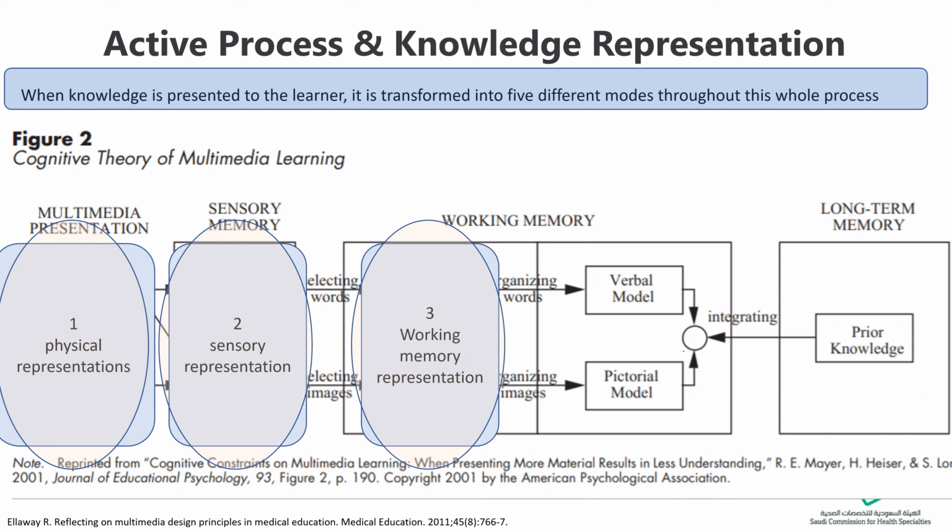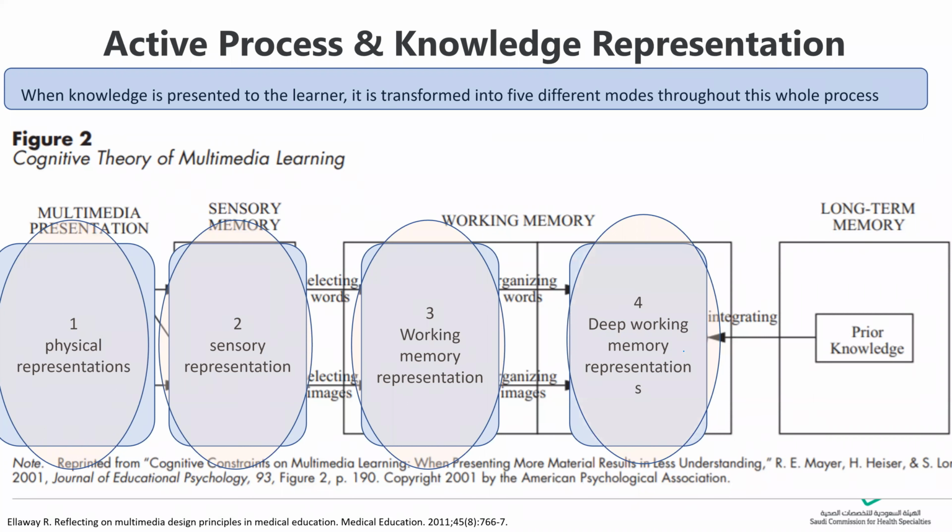Now it goes on. When your brain selects these words and images, it has to organize them in a certain way. And so it organizes them as verbal mode and pictorial mode. So this is where you're going to construct your verbal mental model and your pictorial mental model, like the elephant. This is where you're going to start forming your elephant, how it looks. And then this is called the deep working memory representation.